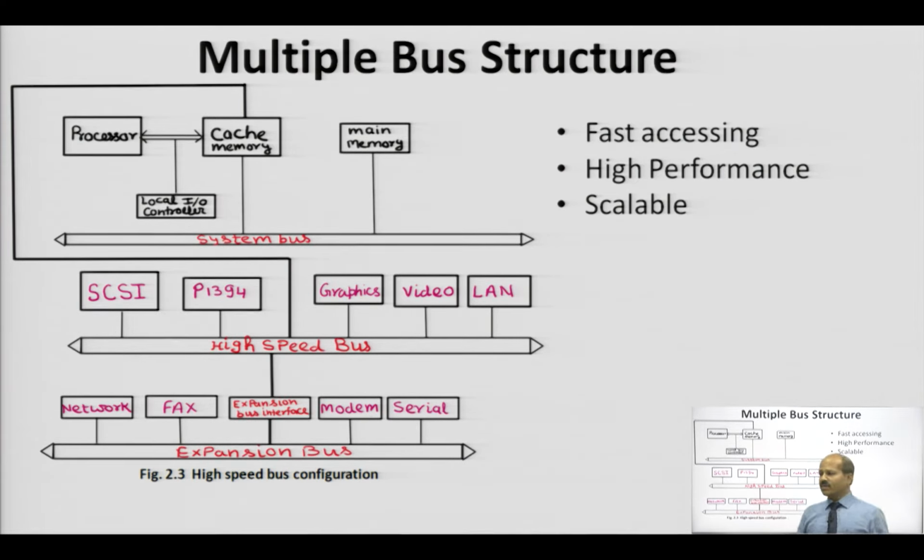So, what are the advantages of this bus? It is fast accessing, meaning fast data transfer is possible in this case, and high performance can be achieved, and also it is scalable, meaning more number of components can be connected to this system through a multiple bus architecture. And obviously, in any computer system the main objective is to achieve maximum performance or high performance, which is also possible using this architecture.